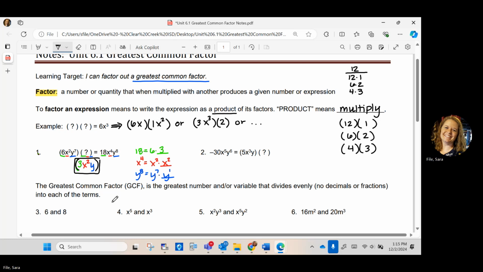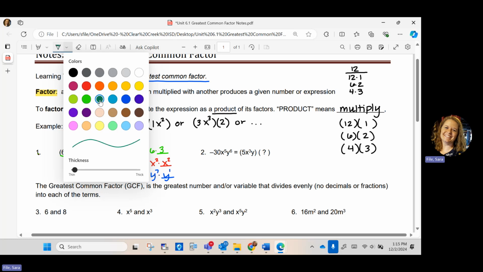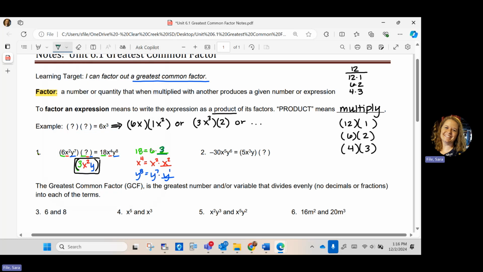Okay. I'm going to go over that green with a little darker green because I think maybe that's hard to see on the projector. A little better.